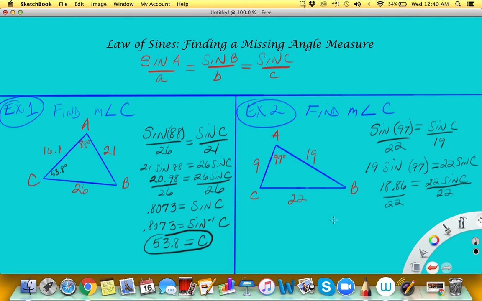When I do the division on the left side, I get this digit here, and that's equal to the sine of C. Once I put this in the calculator, 0.8572 equals sine inverse of C, so it can give us an angle measure. I'll get 59 degrees is equal to the measure of angle C.